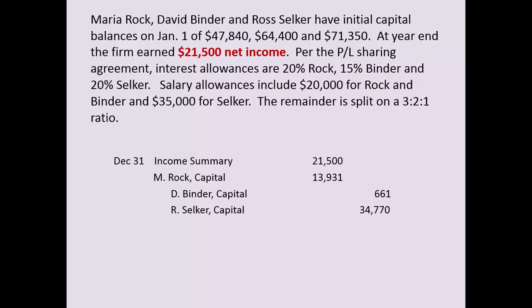And this is the journal entry. Closing income summary, but because of this agreement, even though there was only $21,500 net income, Selker gets $34,770, part of that coming from Rock's original capital account. So it's going to depend. It may sound like a good agreement, but in times of low income or even net loss, partnerships can get into trouble, or individual partners can get into trouble.